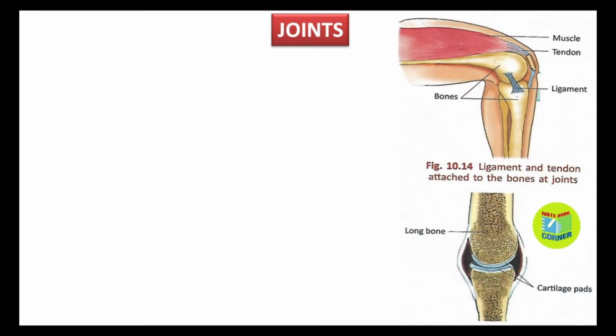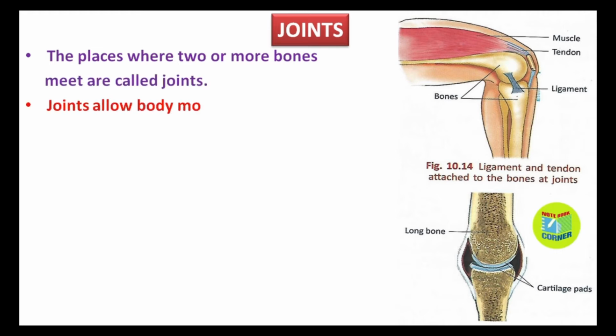Hello friends, in this video we are going to study about joints. Bones are rigid. They cannot bend except where two bones are joined together. The places where two or more bones meet are called joints. Joints allow body movements like bending and rotation of limbs, bending of back, and sideways movement of neck.